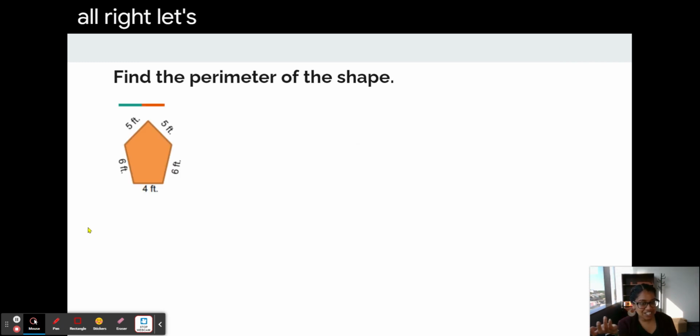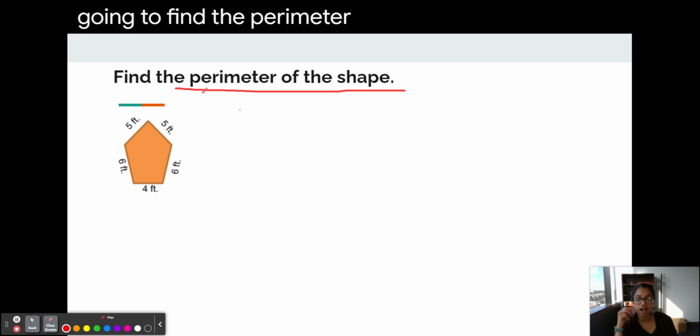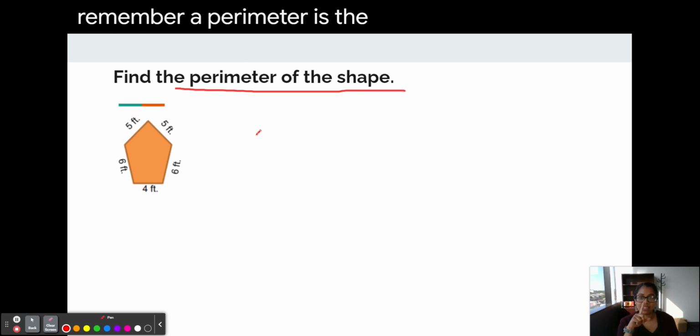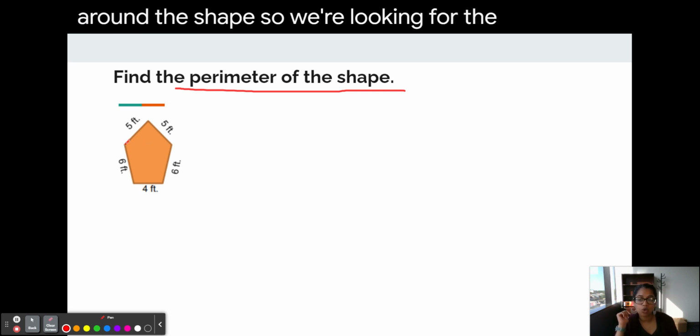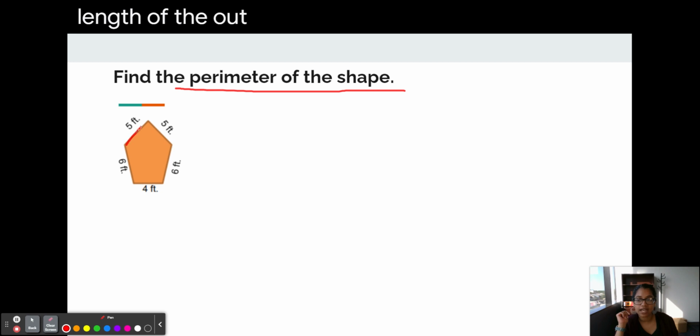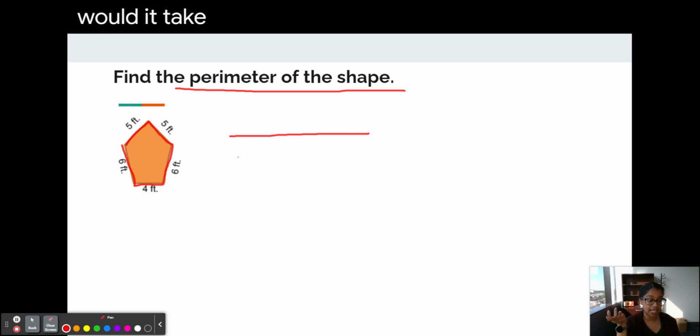All right, let's get into our problem for today. So we're going to find the perimeter of this shape, right? So remember, a perimeter is the distance all the way around the shape. So we're looking for the total length of the outside. So if I were to take all of these sides right here and straighten them out, how long would they all be together?